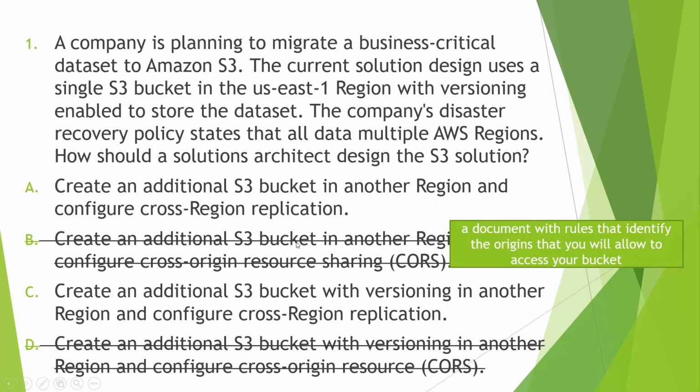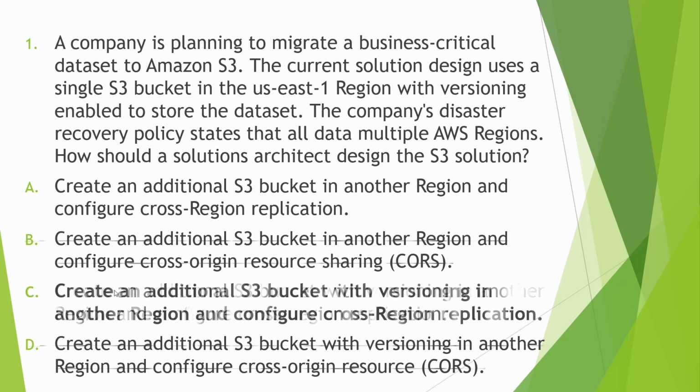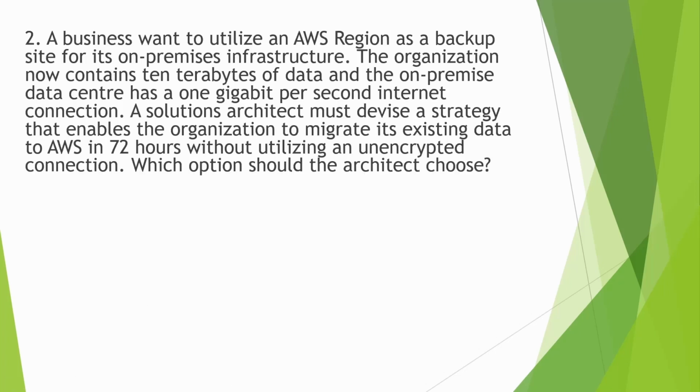We need replication. So, create an additional S3 bucket in another region and configure cross-region replication. Okay, so for cross-region replication, we have two answers. Let's see the second one: create an additional S3 bucket with versioning. Whenever you are doing cross-region replication, you need to have versioning. That is a key pointer. So the correct answer to this question is to create an additional S3 bucket with versioning in another region and configure cross-region replication. Let's go to the next question.